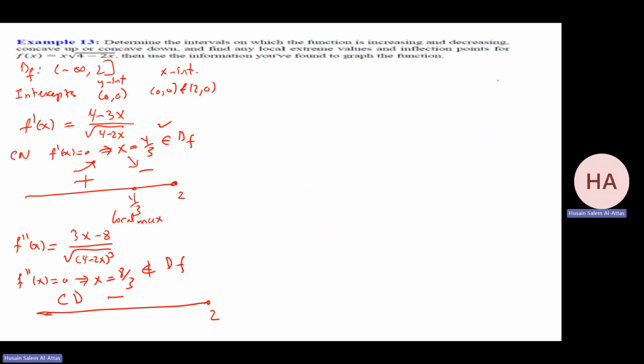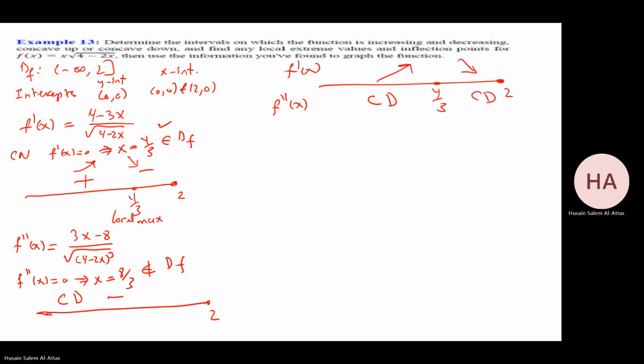Okay. Now let me combine this in one. I have 4/3 and I have 2. F prime: it's increasing, then decreasing. F double prime: concave down, all the way concave down. Let me graph the function now. This is the function. I'll put everything. This is (0, 0), and this is (2, 0).